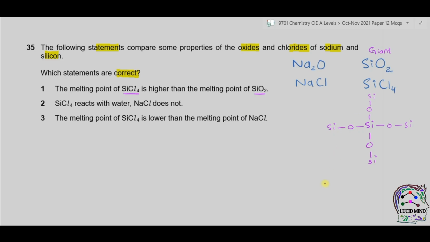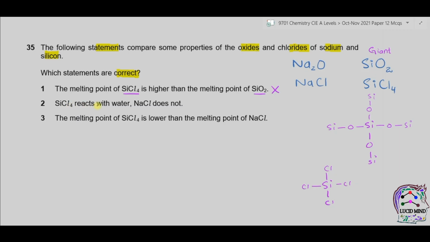While in SiCl4 we only have 4 chlorine atoms around single silicon. So this is simple molecular, this is giant molecular. So the melting point of SiO2 should be higher than the melting point of SiCl4.